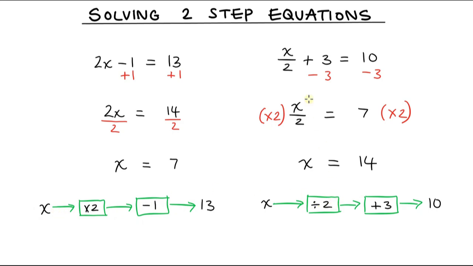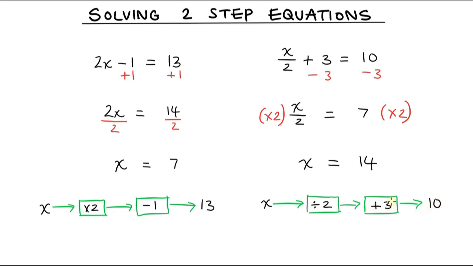And again, with the second example, we're taking our value of x. We're not adding 3 first and then dividing by 2. We're dividing by 2 first and then we're adding 3. So we're dividing by 2 and then adding 3. That gives me 10 as my answer. So to work out the value of x, we're just going to go in reverse. So we're going to undo everything we've done.